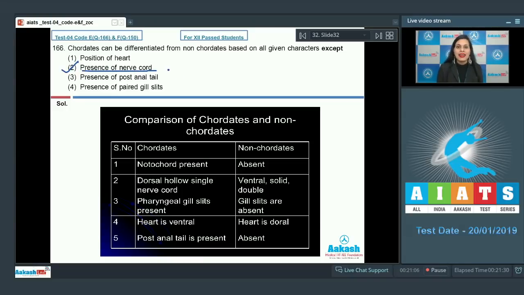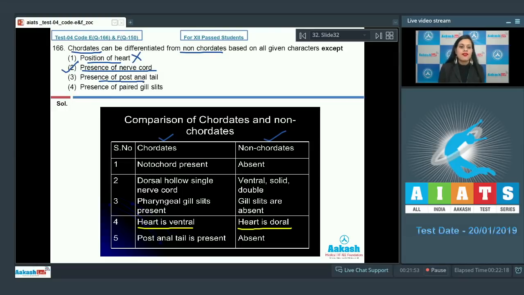Because nerve cord is a characteristic which is shared by both chordates as well as non-chordates. And merely on the presence of nerve cord, we cannot differentiate between chordates and non-chordates. Let's discuss other options also. The very first option is position of heart. And as we can differentiate between chordates and non-chordates based on the position of heart, so this cannot be a correct answer. In chordates, the heart is ventral, whereas in non-chordates, it is dorsal.